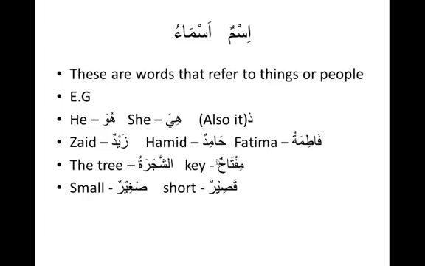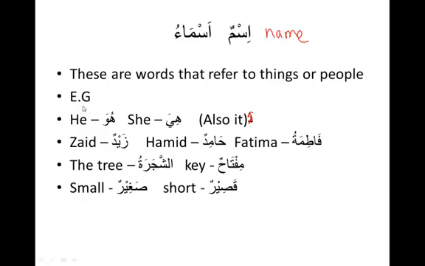So the first category of word is ism, plural asma. Ism or asma. Ism means name. Literally, it means name, as in N-A-M-E. And in English, you would think that this only applies to nouns, but it doesn't only apply to nouns. It applies to a lot more than nouns. So here are some examples. I don't want to describe them too much more. Just by some examples, you might be able to tell.